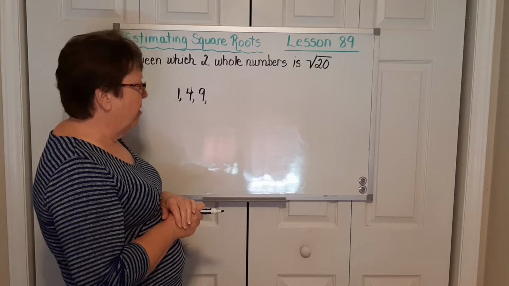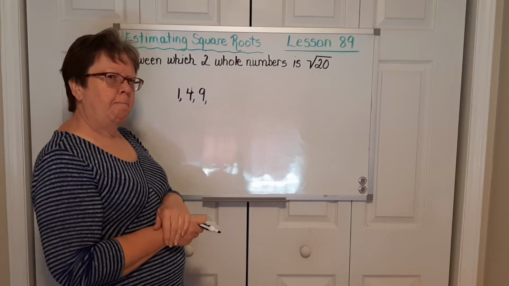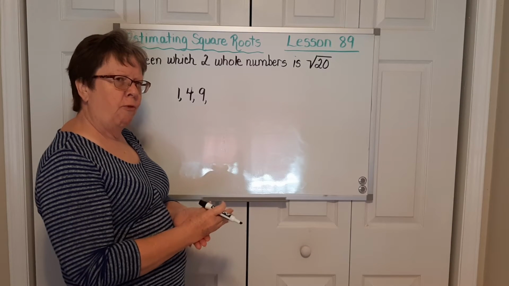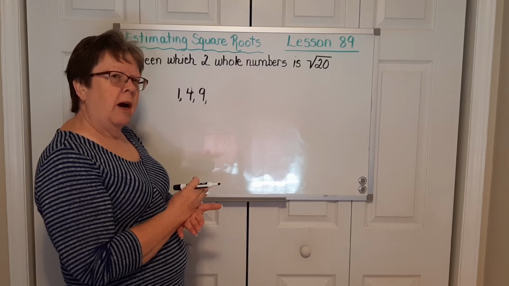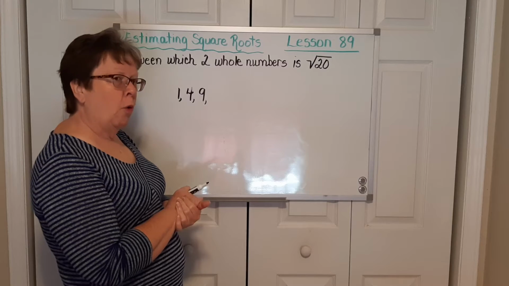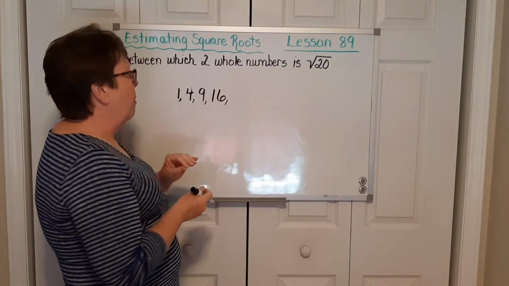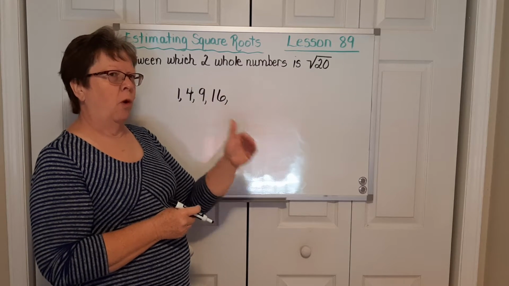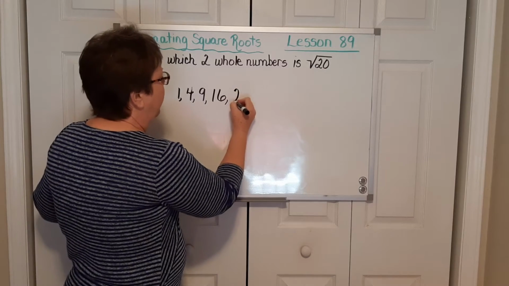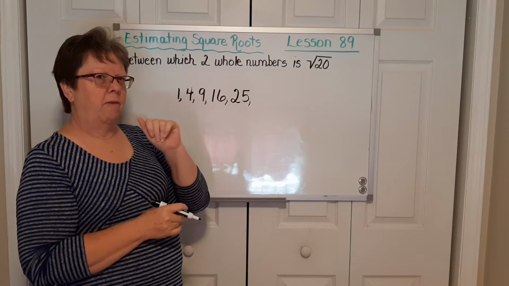What would come after 9? Can you keep going up until you find it? What would be the next one where you would multiply a number by itself to get a perfect square? Okay, and we're going in number order. If you found 16, that would be correct, because 4 times 4 is 16, okay? The next one would be 25, because 5 times 5 is 25.